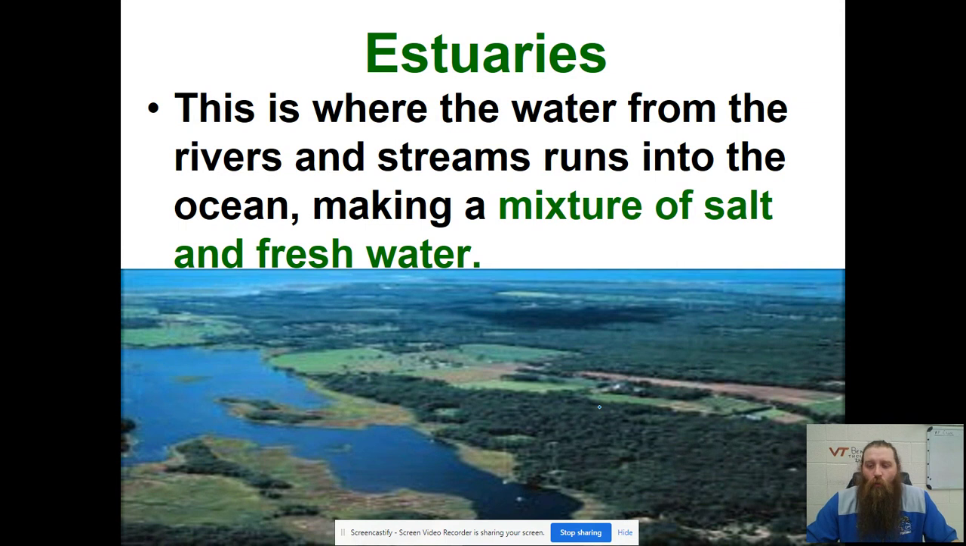Now, there is a joint kind of buffer region where freshwater and saltwater mix. Those are called estuaries, right? And this is where the water from the rivers and the streams is running into the ocean, and the tides are bringing the ocean in, and so you get a mixture of salt and fresh water. So that's called an estuary.